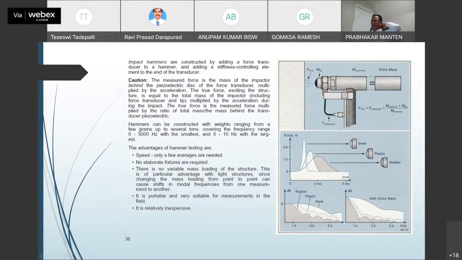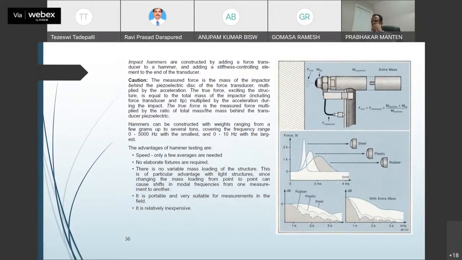And that way hammers can be constructed with weights ranging from a few grams to several tons, which together cover the frequency range anywhere from 0 to 5,000 hertz with the smallest, and 0 to 10,000 hertz with the largest hammers that are available.